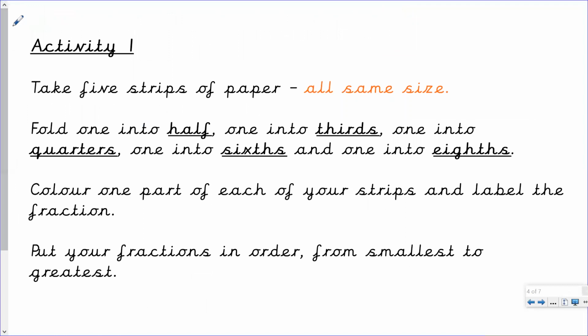Okay, this is your first activity. For this activity, you will need 5 strips of paper. It is very important that all your strips of paper are the exact same size. Fold one into half, one into thirds, one into quarters, one into sixths, and one into eighths. Color one part of each of your strips and label the fraction. Put your fractions in order from smallest to greatest. Once you have done that, play the video again and I will show you how I have done it as well.